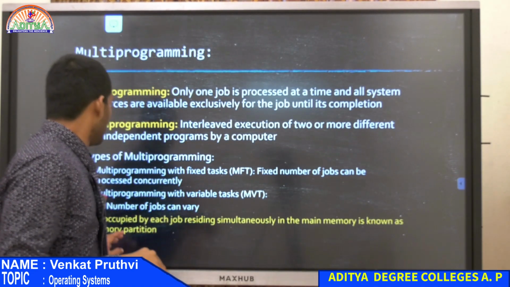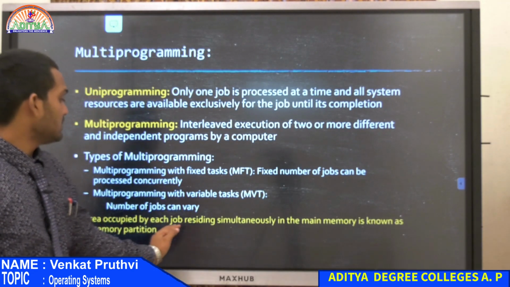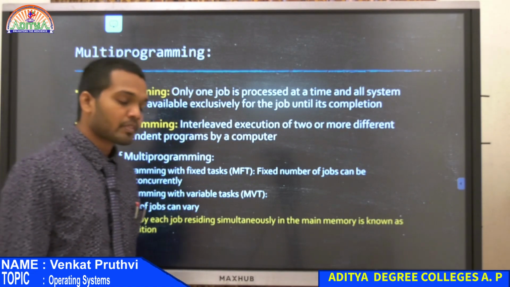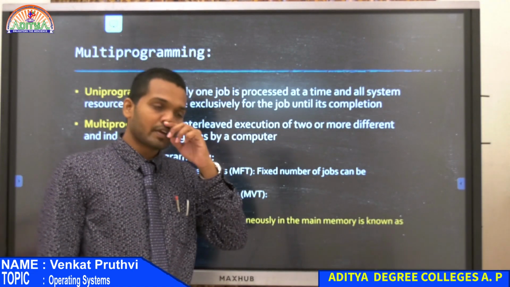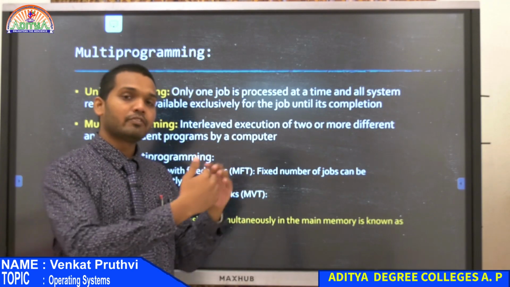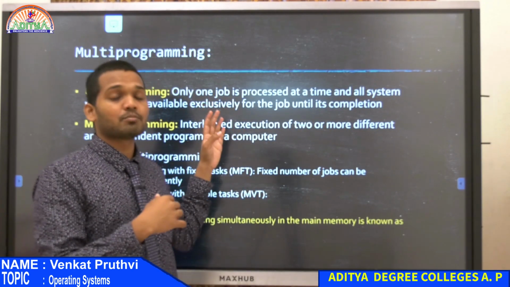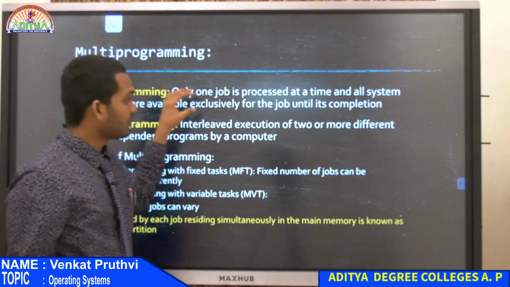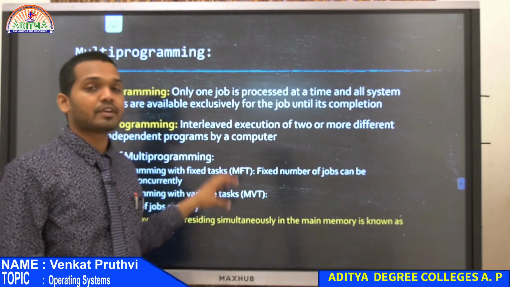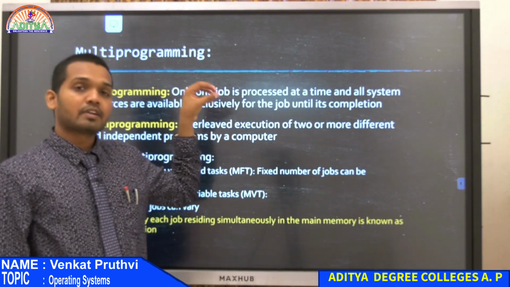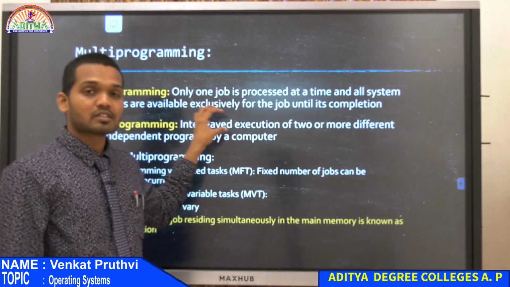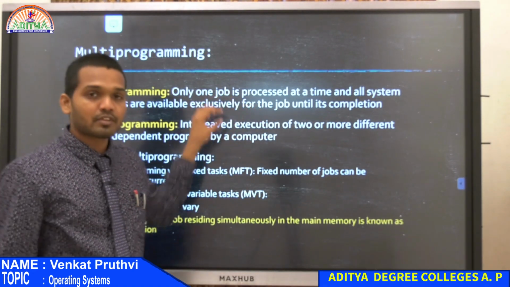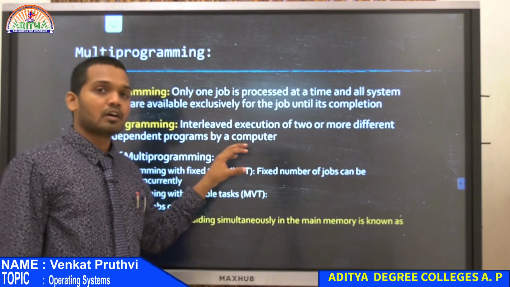Next, the area occupied by each job residing simultaneously in the main memory is known as main memory partition. We were talking about main memory in the last class, where we were discussing RAM. Do you remember that block diagram? We had a secondary unit, input, output and then CPU. From the main memory, it was sending each and every task. Whatever tasks need to be assigned reside in the main memory in partitions, and each of them is sent to the CPU for its operations.